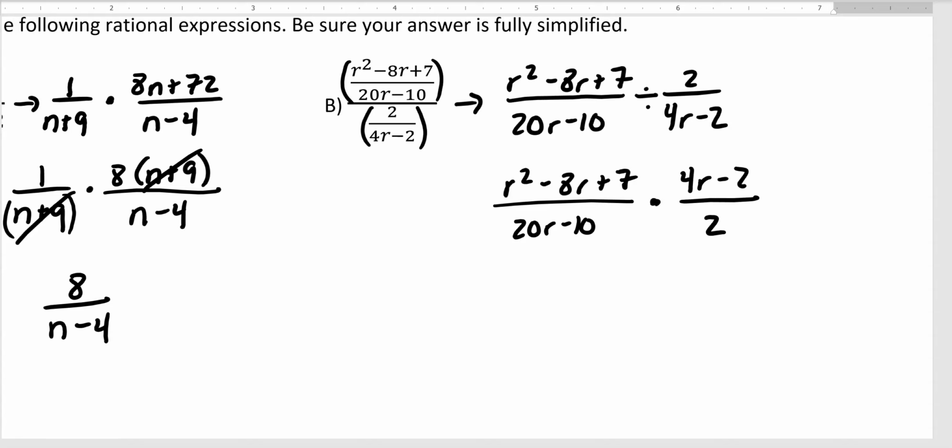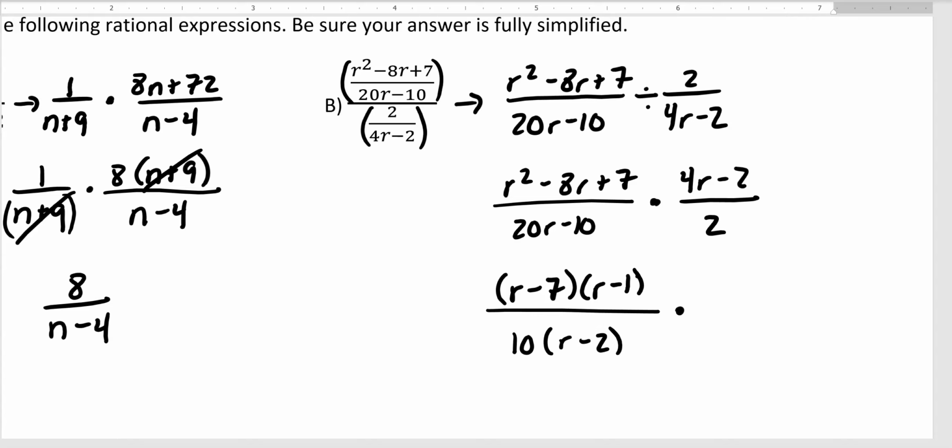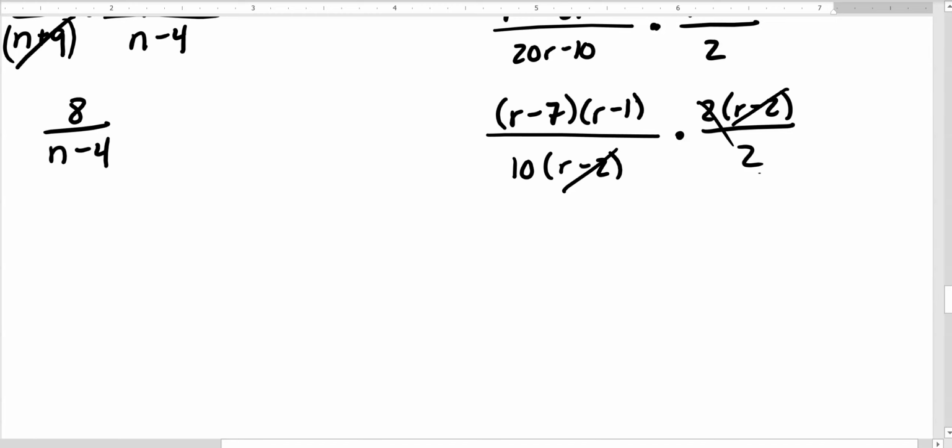Fantastic. So now what can we do? We can factor. r squared minus 8r plus 7, that would be r minus 7 times r minus 1, over 20r minus 10. I can take a 10 out of that, I'd be left with r minus 2, times, I can take a 2 out of this numerator, I'd be left with r minus 2, and then my denominator here is just 2. So what can we divide out? We can divide out the 2s, we can divide out the r minus 2s, and we would be left with just r minus 7 times r minus 1 over 10.